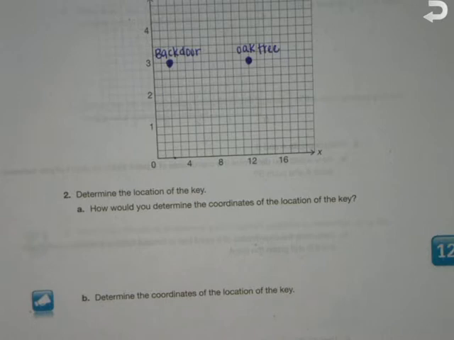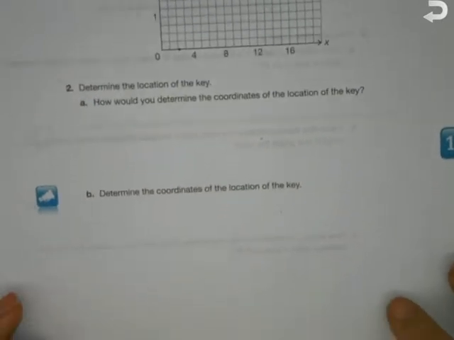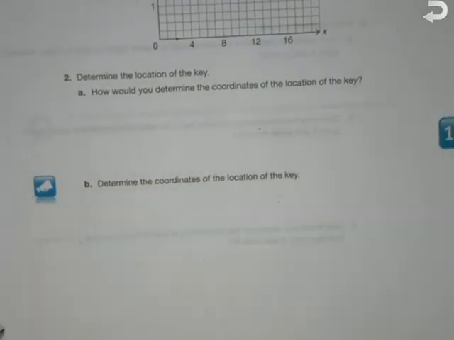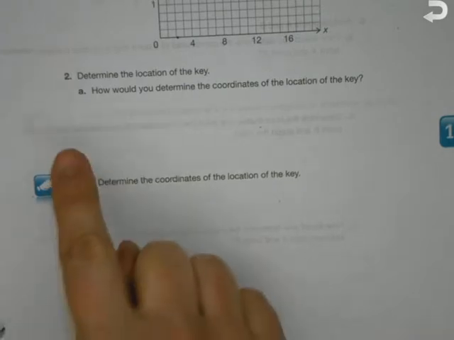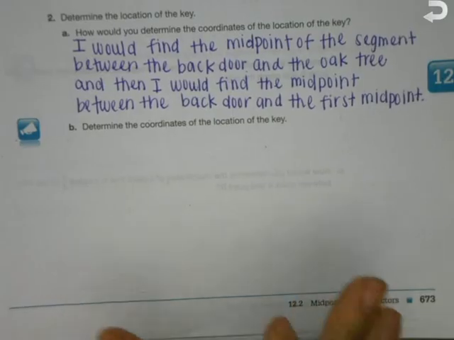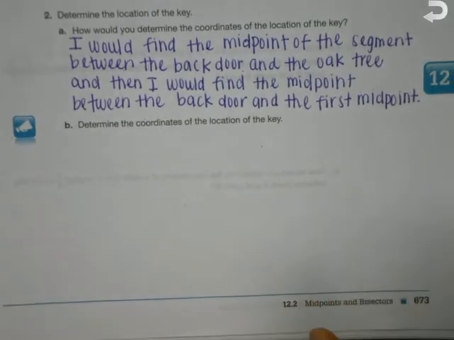So let's write that in part A, but let's use academic language. So please do not put, I would find half of the half. What is halfway between the back door and the oak tree called? The midpoint. We would find the midpoint between the back door and the oak tree, and then we would find the midpoint again. So write that here in part A for me. If you want to add some nice vocabulary in there after you've read mine, that's okay, but it needs to be in your own words.